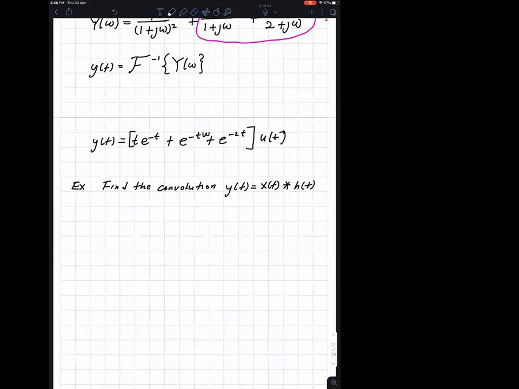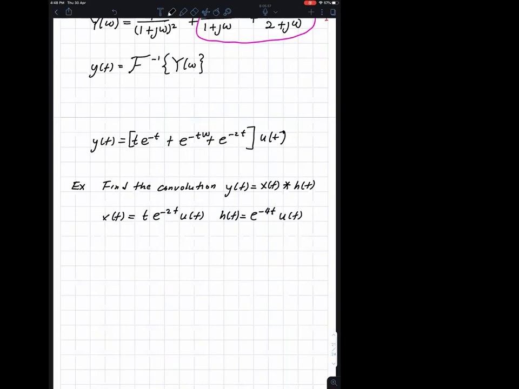h(t). x(t) is given as t e to the minus 2t u(t), and h(t) is e to the minus 4t u(t).